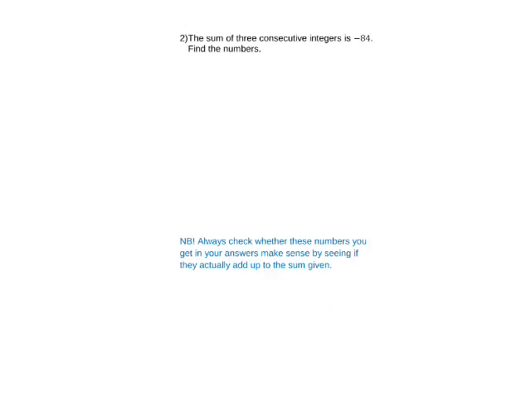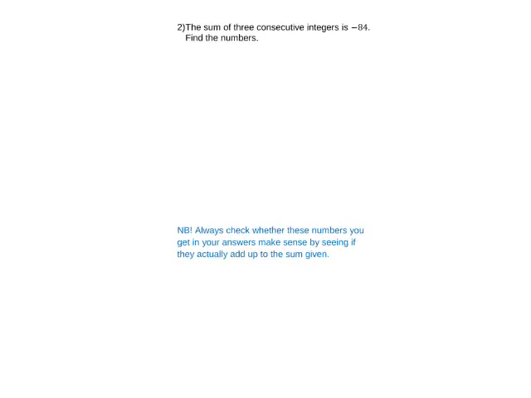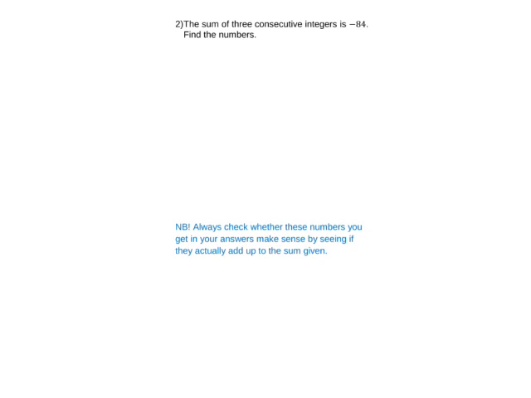The sum of three consecutive integers is negative 84. Find the numbers. Now there's something I can teach you about consecutive integers and how to express them algebraically. I'm going to write it below here, below the blue writing, just to give you a bit of background.